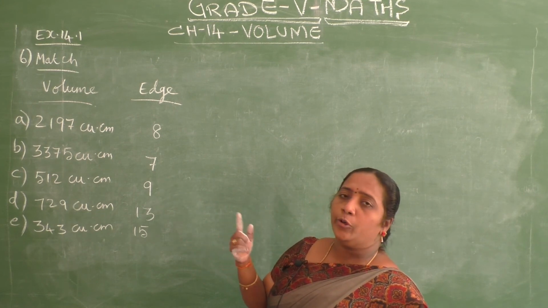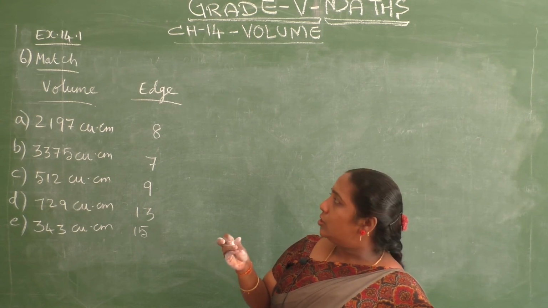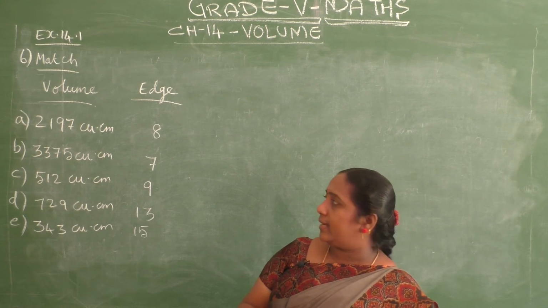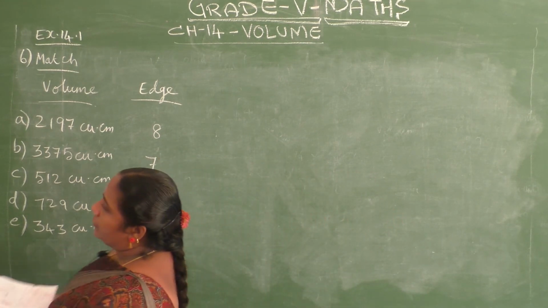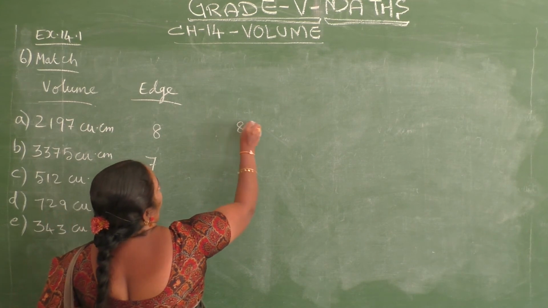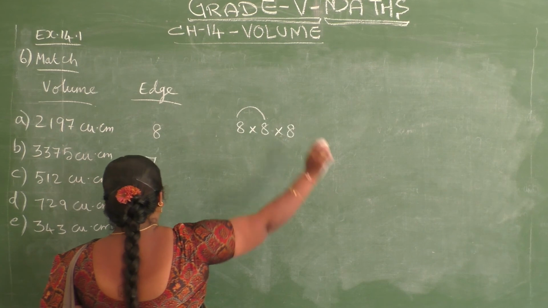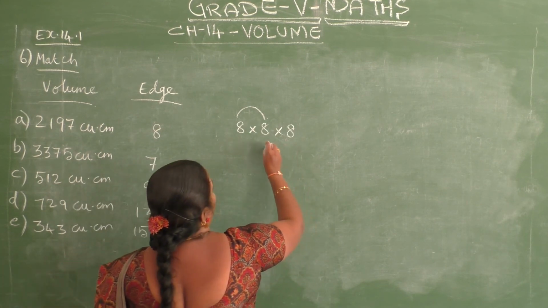Cube means we have to multiply the sides only. Is it or not? So 3 times it will come, no? S into S into S. See the first one, they gave the edge is 8. That means you have to work out on the side. 8 into 8 into 8. 8 8s are 64. Then 64 into 8.